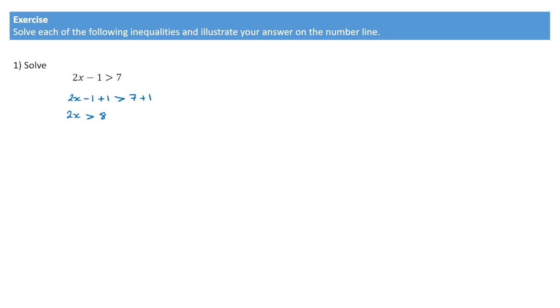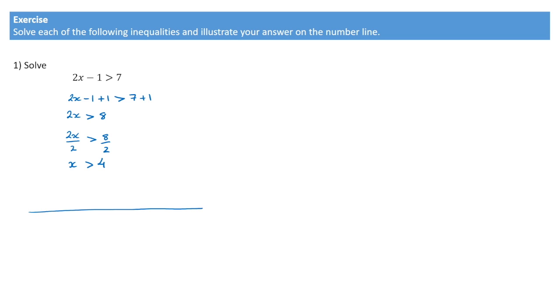Now we can see that x is being multiplied by 2, so to get rid of that 2, we need to divide both sides of the inequality by 2. That's 2x over 2 greater than 8 over 2. And now that leaves us with x greater than 4. And we can represent this on the number line as follows.